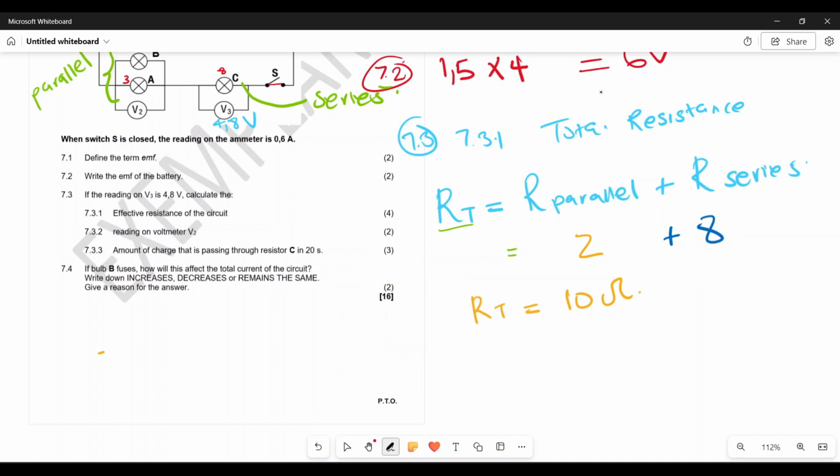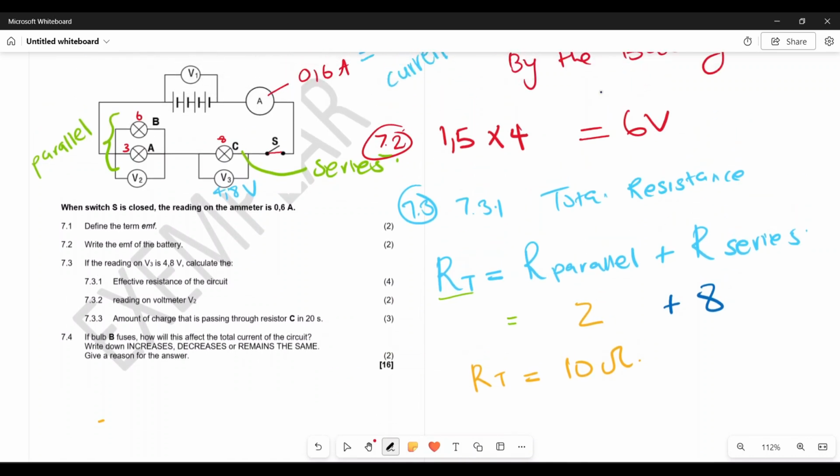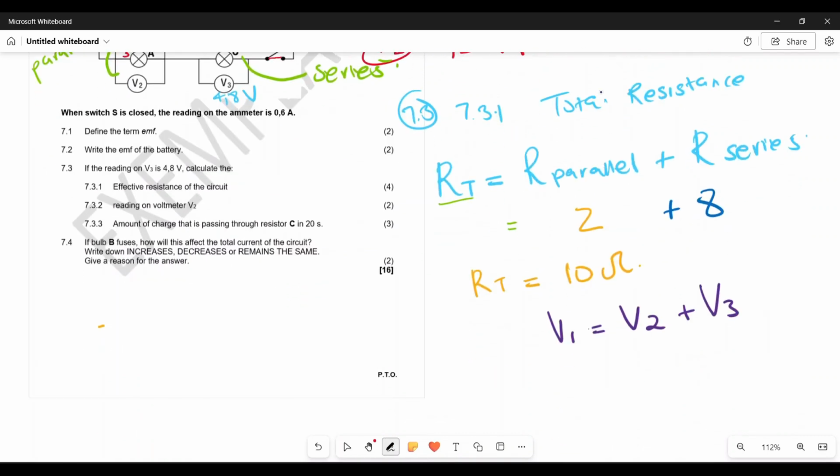Now, let me calculate the reading on V2. How many voltmeters do you have? Can you see you have V1? Now V1, because it's connected to your battery, this would represent your total voltage. To get this total voltage, this would be the addition of V2 plus your V3, right? As a result, I know that my V1, which is my total voltage, or my EMF, which I've calculated before, is 6, and my V2 is what I'm looking for. My V3, I was told that it's 4.8 volts. So as a result, my V2 will be equal to 6 subtract 4.8, which would be equal to 1.2 volts.